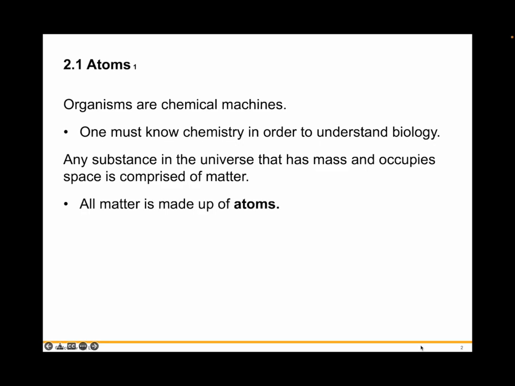Any substance in the universe that has mass and occupies space is defined as matter. So all matter is composed of extremely small particles called atoms. An atom is the smallest particle into which a substance can be divided and still retain chemical properties. So the subatomic particles. Let us begin.